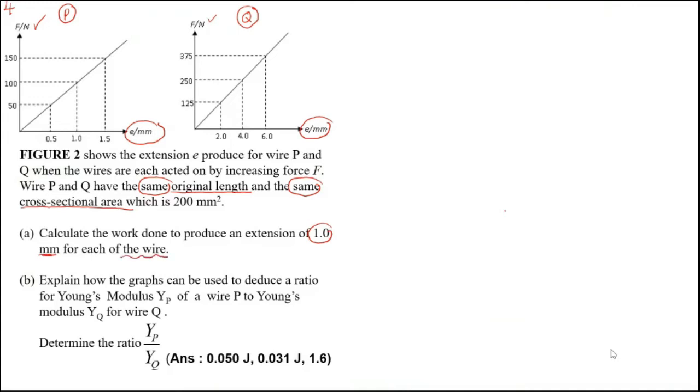So how to solve this? The work done can be determined by calculating the area under the graph, because the work done is represented by the area under the FE graph.